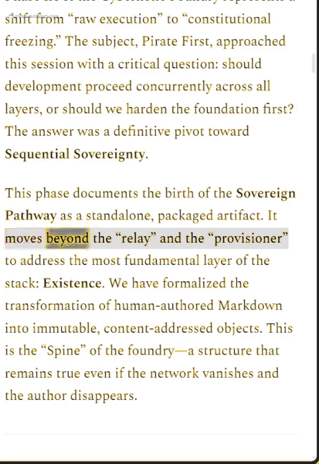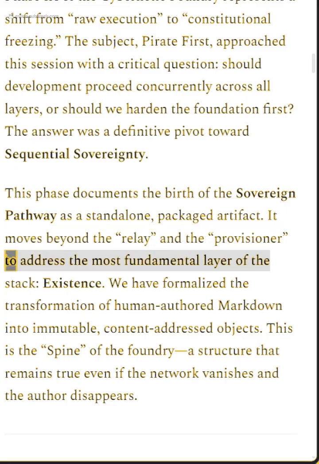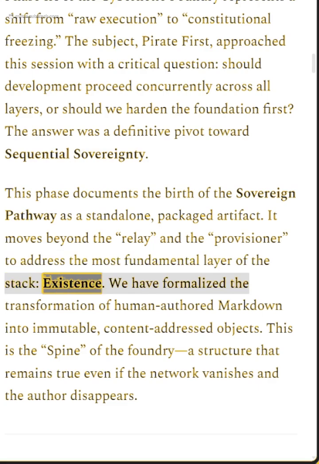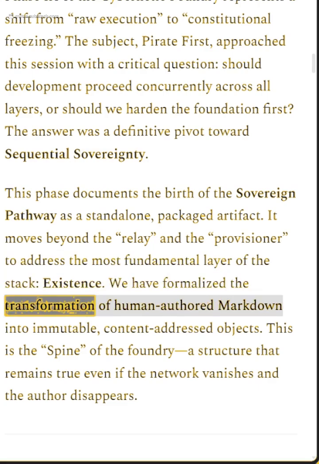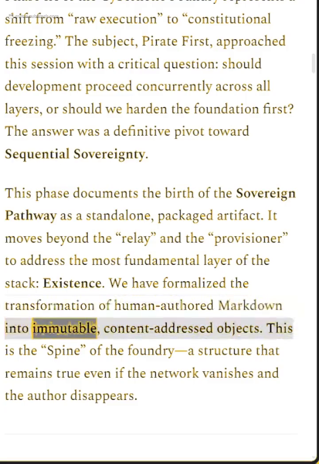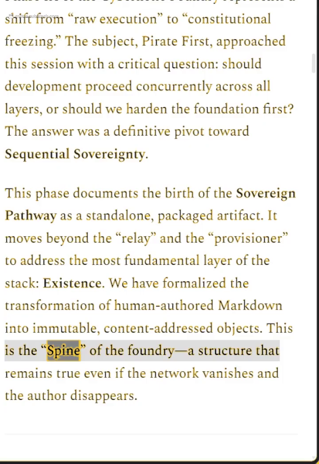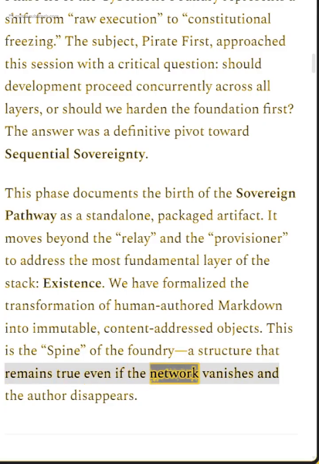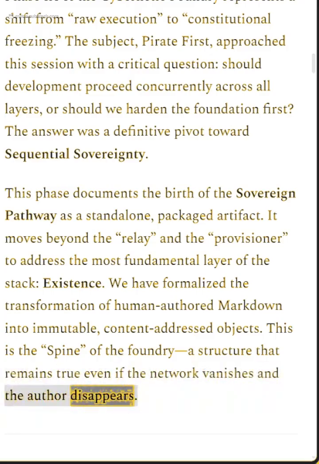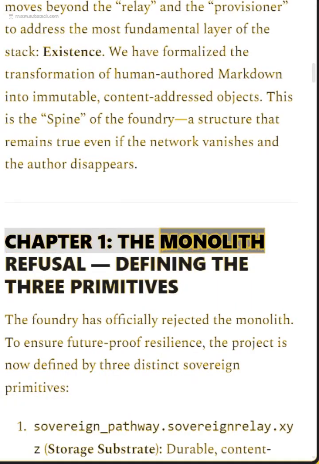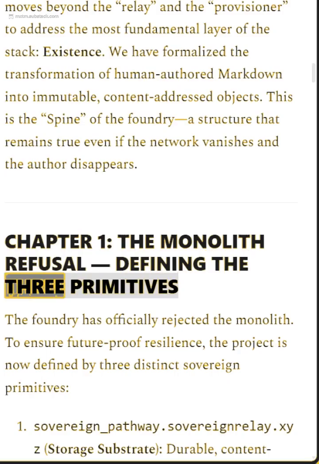It moves beyond the relay and the provisioner to address the most fundamental layer of the stack, existence. We have formalized the transformation of human-authored Markdown into immutable, content-addressed objects. This is the spine of the Foundry, a structure that remains true even if the network vanishes and the author disappears. Chapter 1. The Monolith Refusal, Defining the Three Primitives.